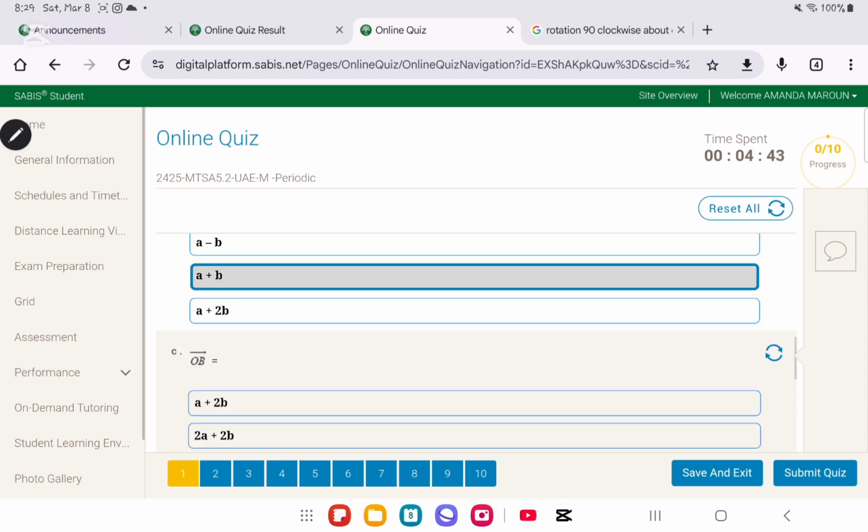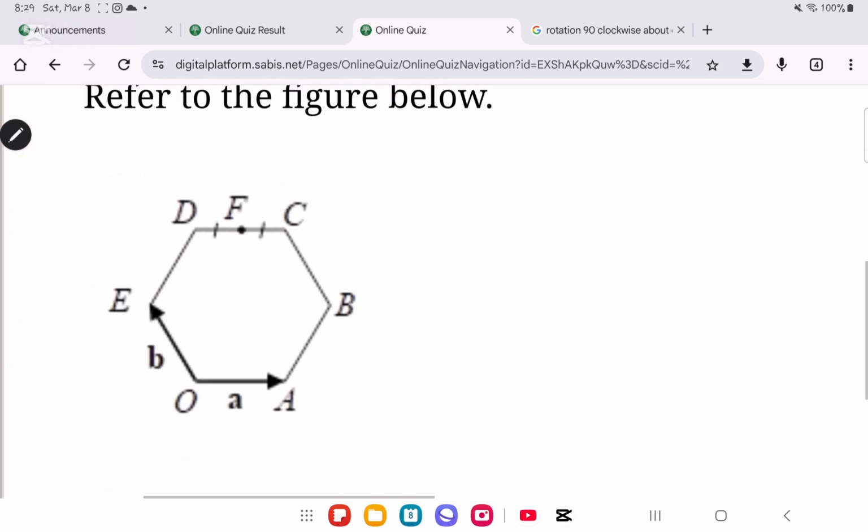We move on to the next question, which is OB. We need to find the value of OB. I believe everything will become much easier now. So the value of OB, let me just do it again, better way. As we can see over here, OB can be denoted as OA plus AB. We know that the value of OA is A because it is given to us. However, what is the value of AB?